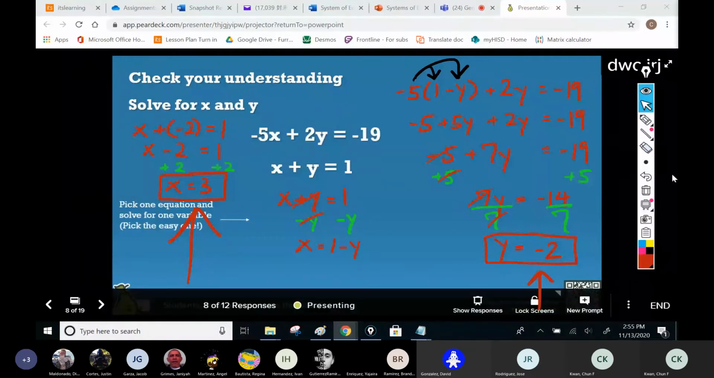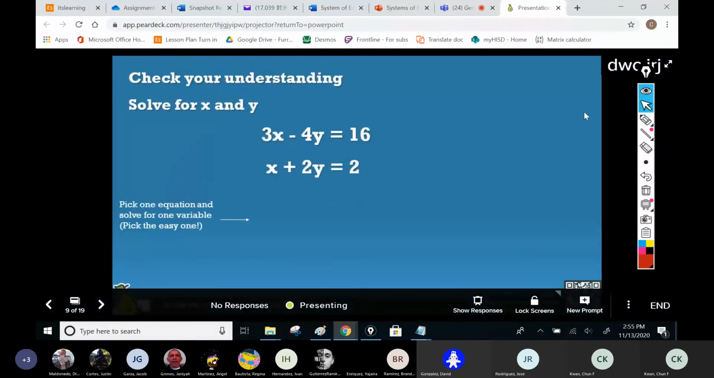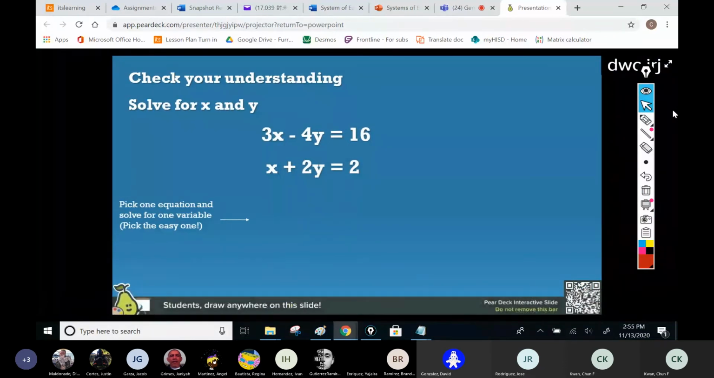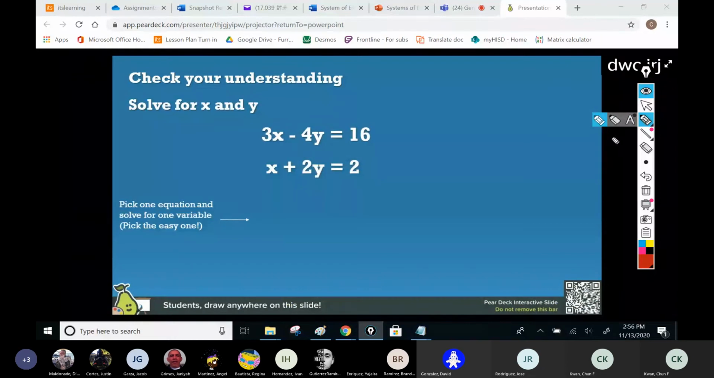All right, so let's try one more. I really need you guys to give it a try, all right? Don't just sit there and do nothing. So do me a favor, at least give it a try. All right, so two equations. Once again, pick the easy equation and pick the variable with no number in the front, all right? It will save you a lot of time. So pick the easy equation with a variable that has no number in the front and then solve for that variable.